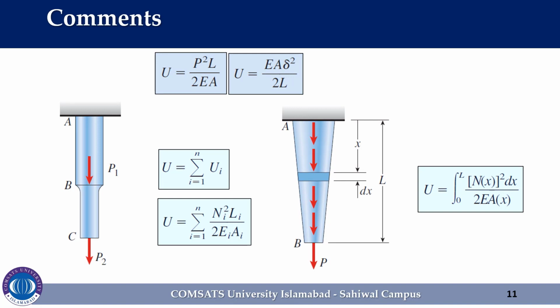So from the preceding expressions of strain energy, it is clear that the strain energy is not a linear function of the loads, not even when the material is linearly elastic. Thus, it is important to realize that we cannot obtain the strain energy of a structure supporting more than one load by combining the strain energies obtained from the individual loads acting separately. In the case of the non-prismatic bar shown in the figure, the total strain energy is not the sum of the strain energy due to load P1 acting alone and the strain energy due to load P2 acting alone.